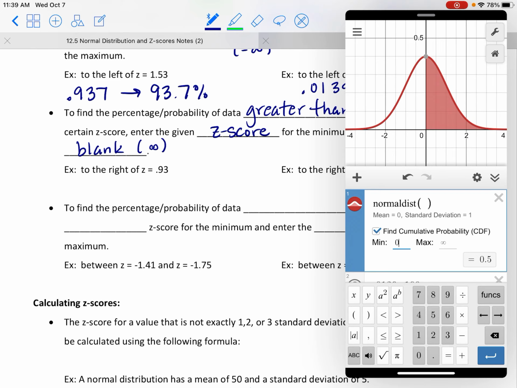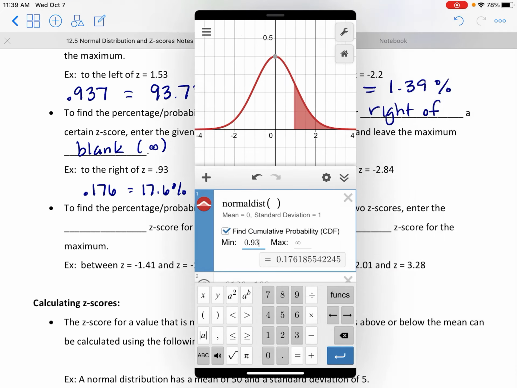I can find any exact z-score using the empirical rule, but z equals 0.93, I have no idea. So if I put in 0.93 here, I can see from my picture that what's highlighted is the percentage of data that is to the right of that particular z-score. In our box we can see that that is 0.176-ish. So we're going to say 0.176, which is 17.6%. So 17.6% of the data.